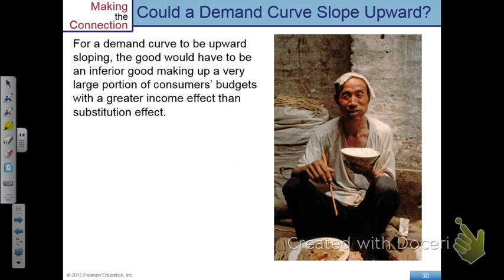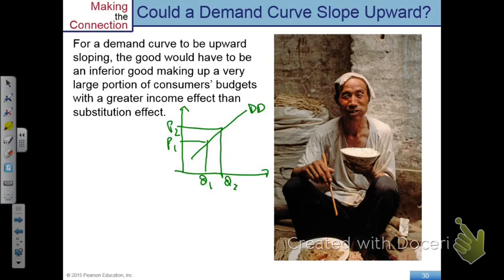I'm going to go back one step so that I have some empty space, and in that empty space, I will be drawing a demand curve, which you have never seen before. I'm going to say that under unusual circumstances, my demand curve looks like this: as my price goes up from P1 to P2, my quantity demanded goes up from Q1 to Q2.